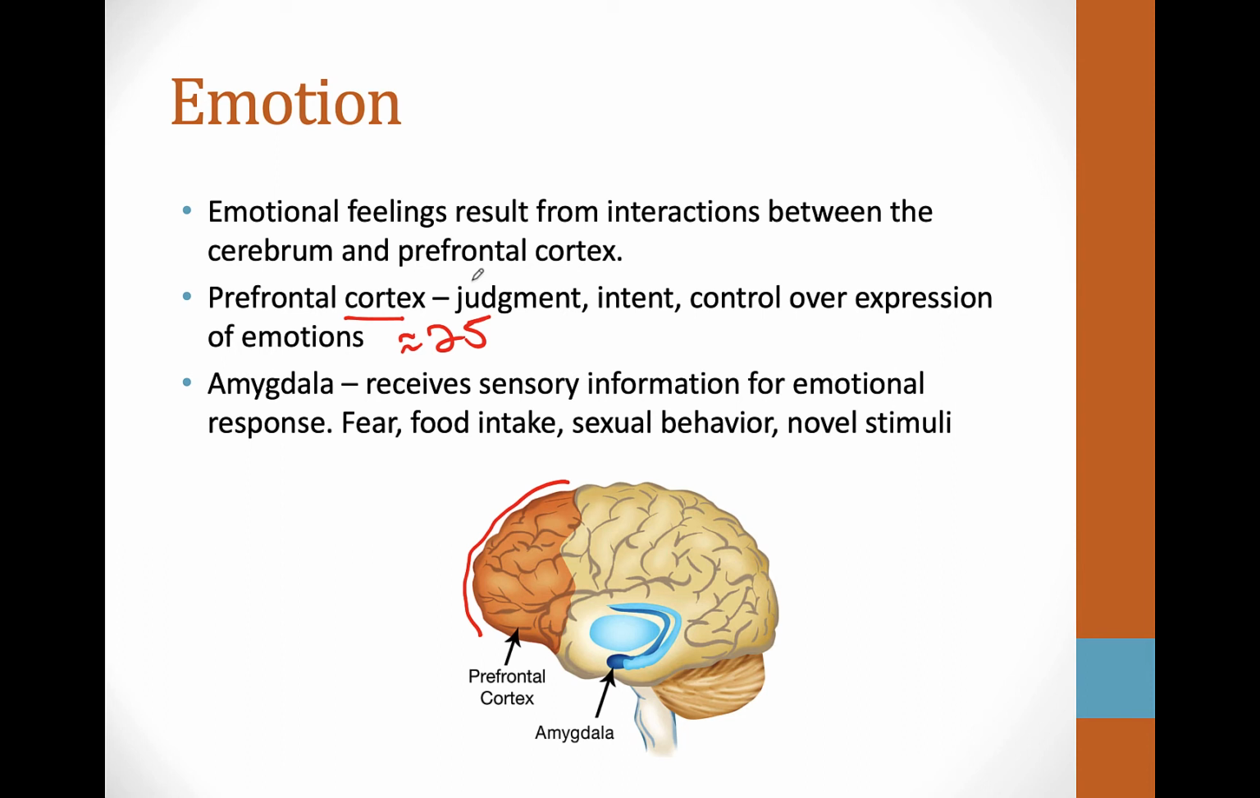The amygdala receives sensory information and then promotes an emotional response. So the amygdala is the place where we actually have the emotion begin. Things like fear, and it controls fear, food intake, sexual behavior, other stimuli.